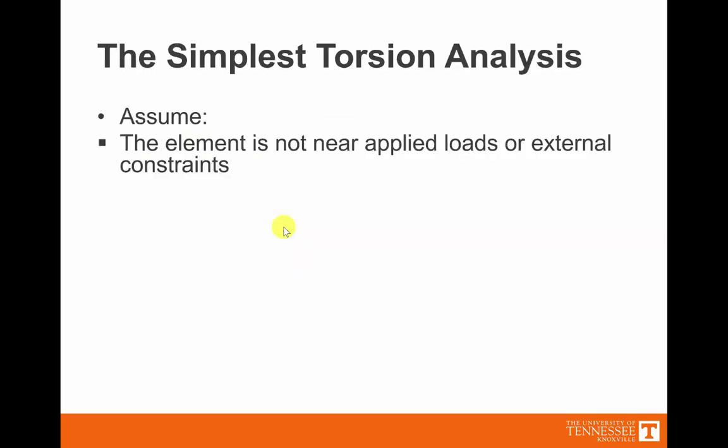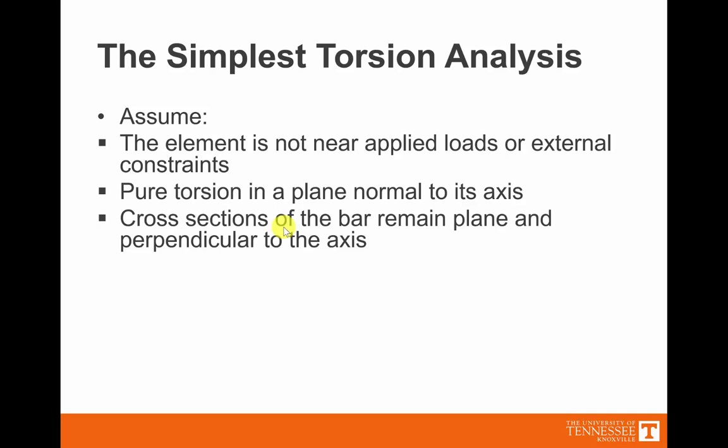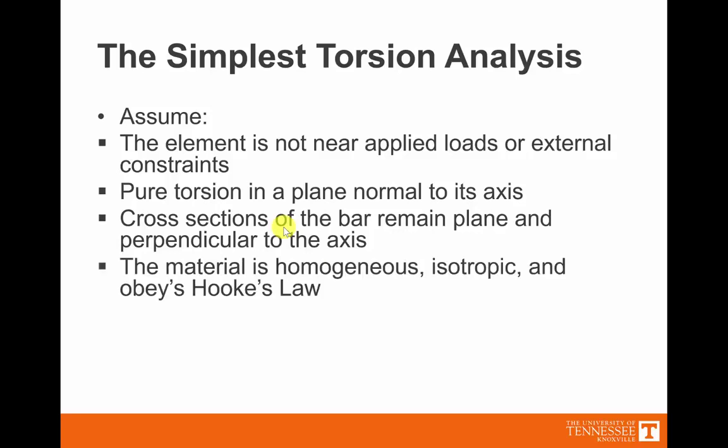So again, let's start with assuming some things: that the element that we're considering is not terribly near the applied loads or any kind of external constraints. Okay, so this is in the center again, that we're only producing pure torsion, and that pure torsion is exactly normal to the axis of the bar or part that we're looking at. And we're going to assume that the cross-sectional areas of the bar remain in the plane and also remain perpendicular to the axis. So in other words, we haven't moved it a whole lot, and we're definitely not twisting it out of plane or anything like that.